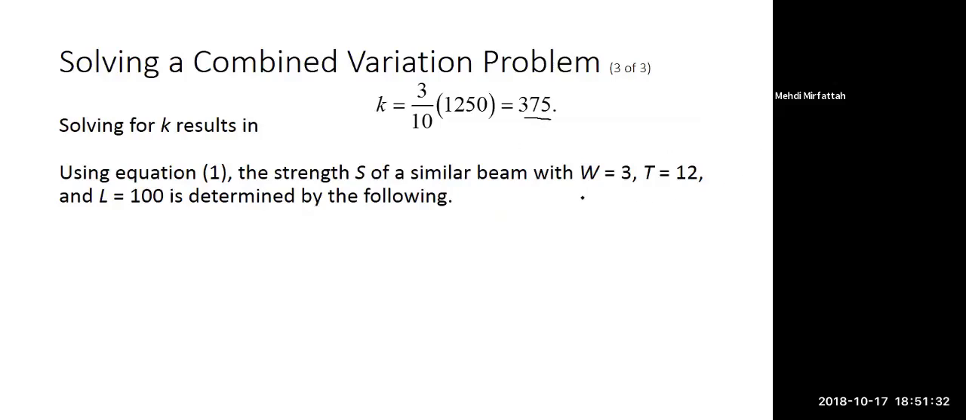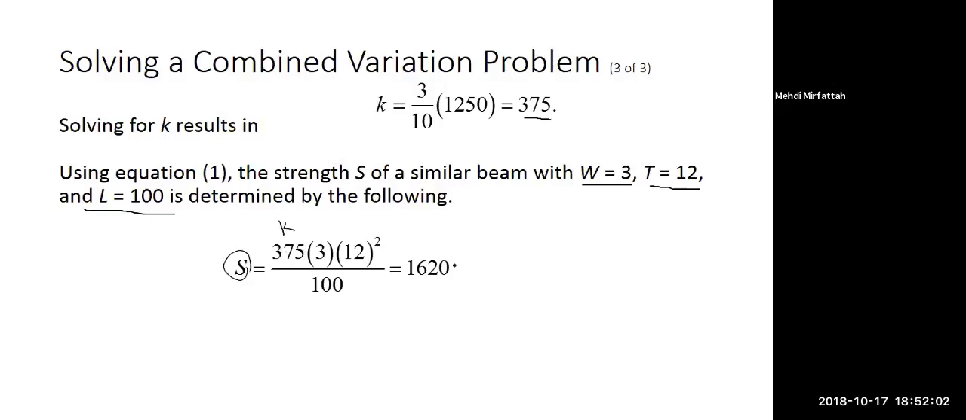Once I know that, then I can use equation number 1 to solve for S when W is equal to 3, T is equal to 12, L is equal to 100. Now I know my K is equal to 375. The only unknown is S. And that would be about 1620.